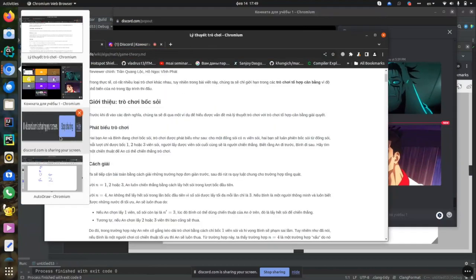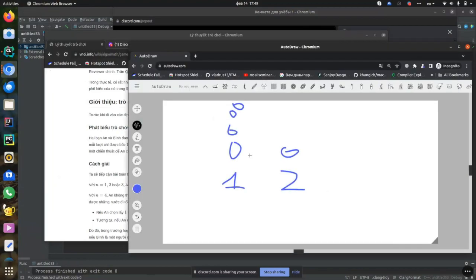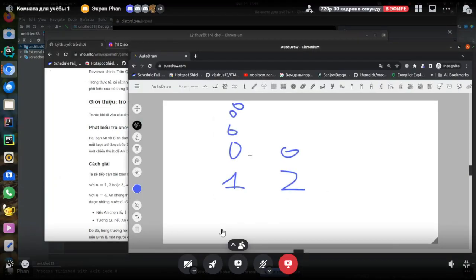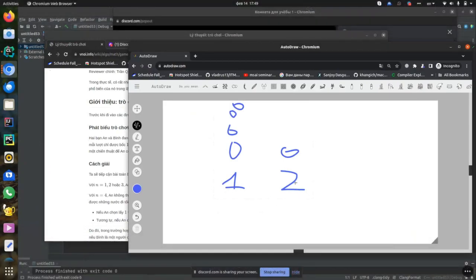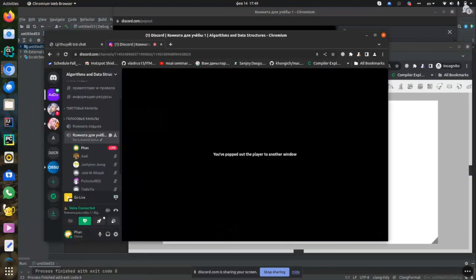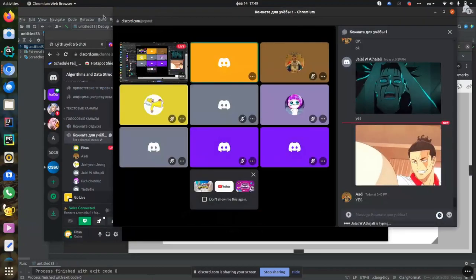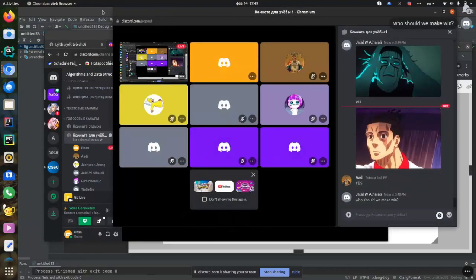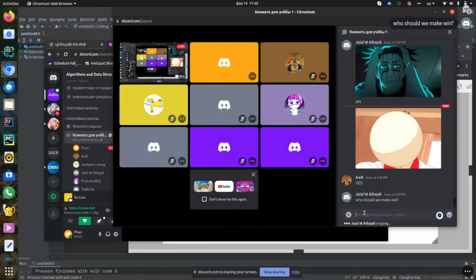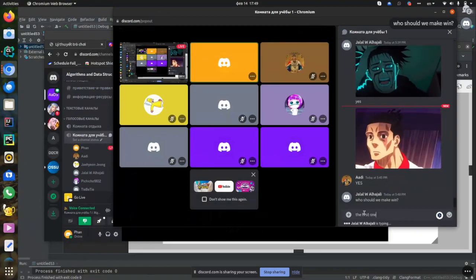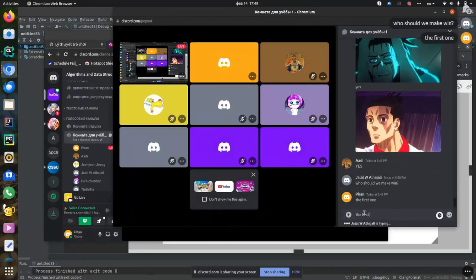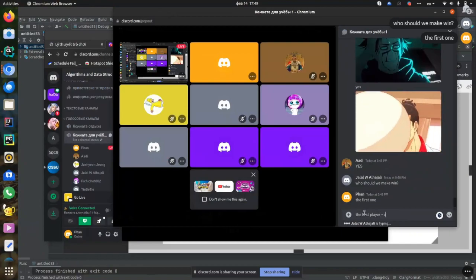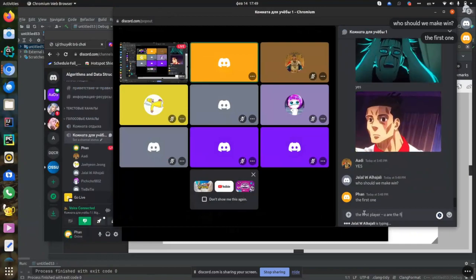You can take any number of stones that you want, like 1, 2, 3, 4, and from any pile that you want. You can take stones from this one, or you can take stones from this one. Any number you think. Yeah, the first one. First player. You are the first.